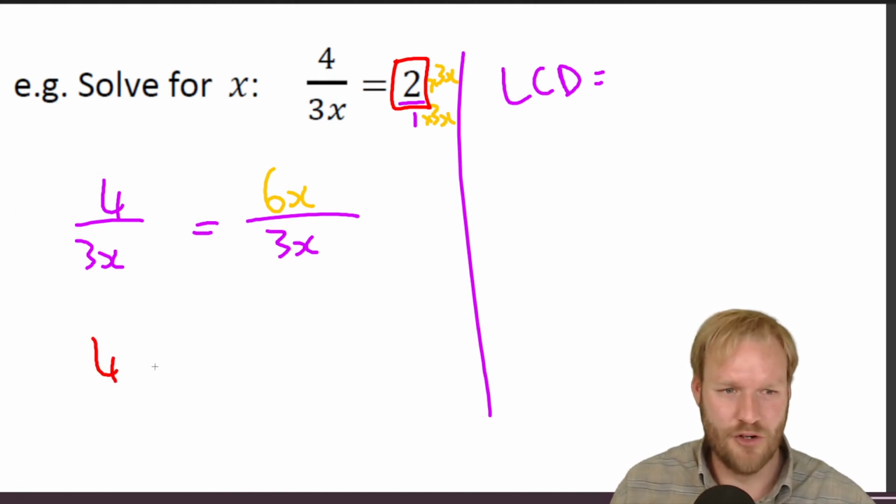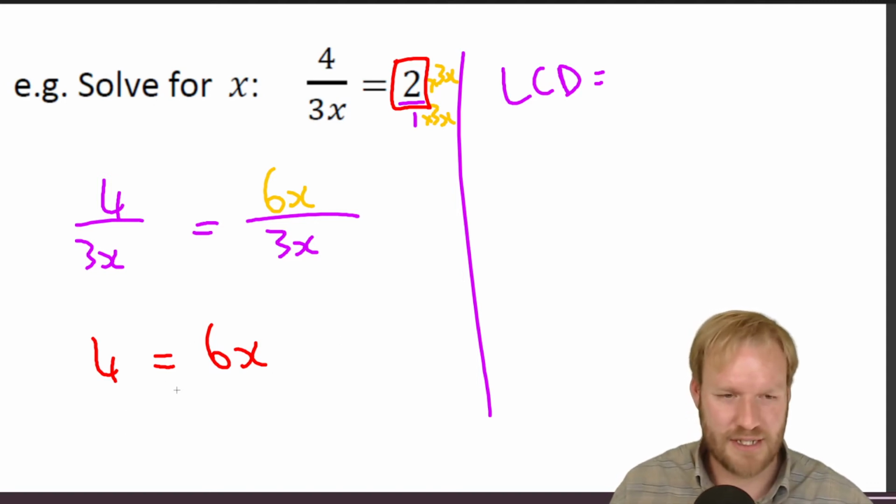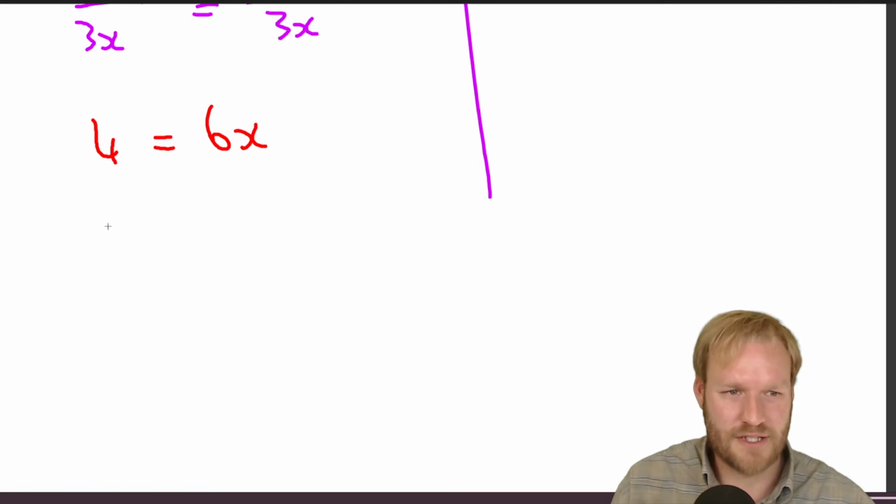So therefore 4 equals 6x. So therefore what's your value of x? Well, divide both sides by 6. So we get 4 over 6.